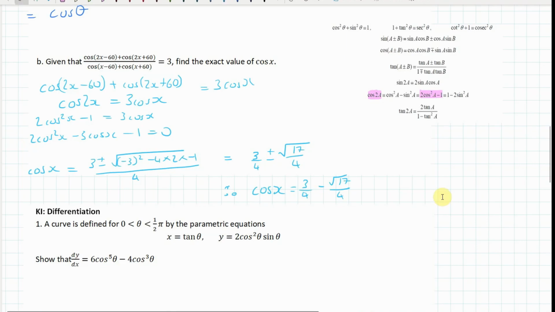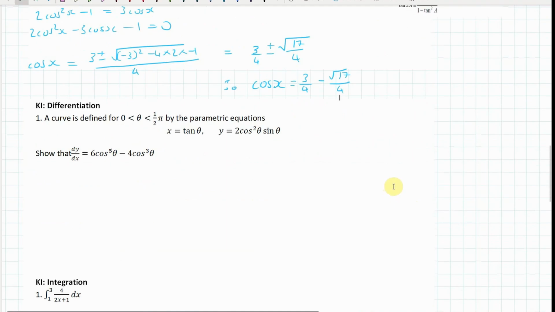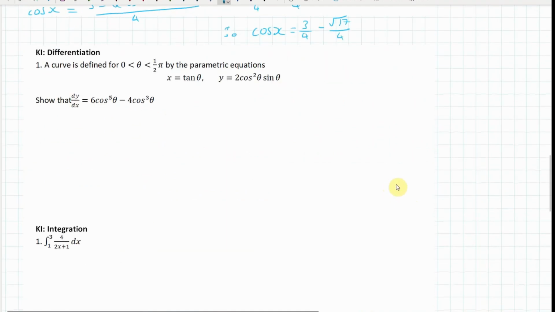Okie dokie. So moving on to our differentiation question. This is parametric equations, and I've got to show that when I differentiate, dy/dx is equal to this. That looks rather complex, but we're going to start off with this one: dx/d theta, and that's nice and easy. That's 6 sec squared theta.